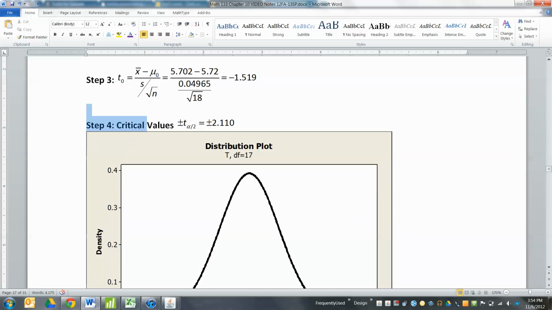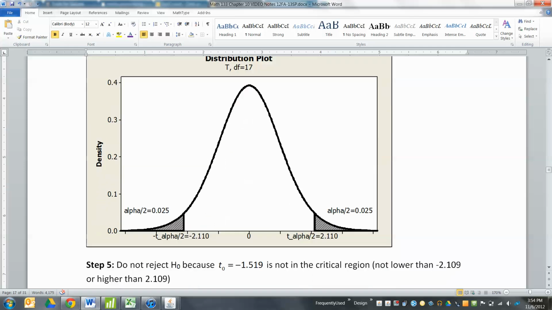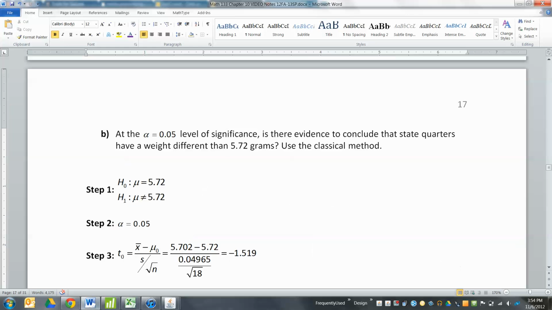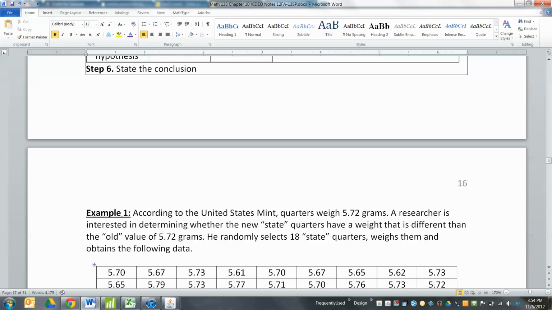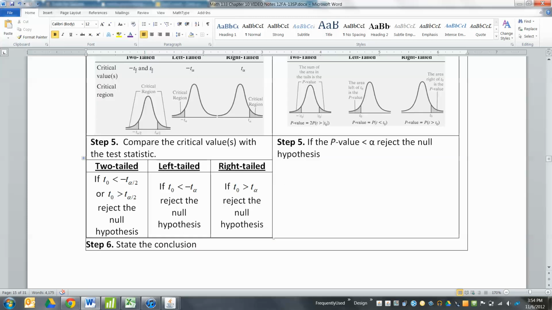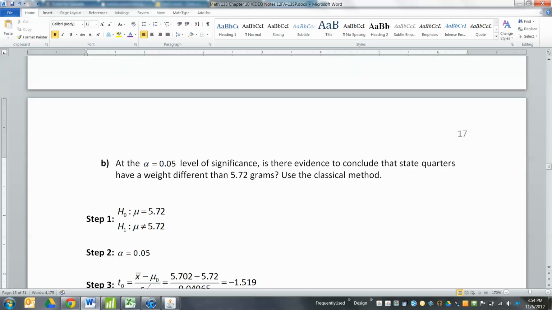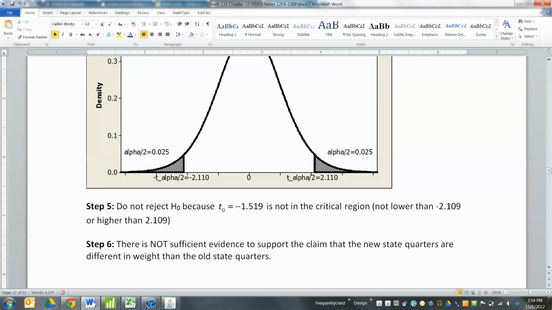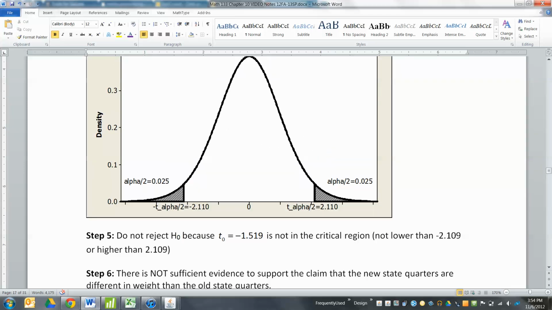All right, then your critical values. Now this is the rough part, but you've got to use either the t-table or technology to find it. So you draw a picture, because they have a picture drawn in the classical method for two-tailed. Now the two tails together make your alpha, right? Alpha was 0.05, so alpha over 2 is 0.025. So on the left you've got 0.025, and on the right you've got 0.025.